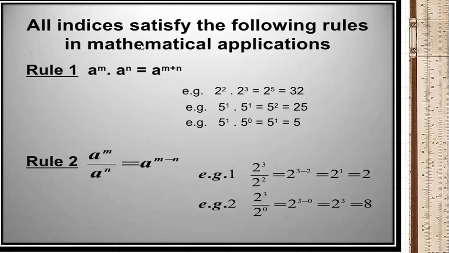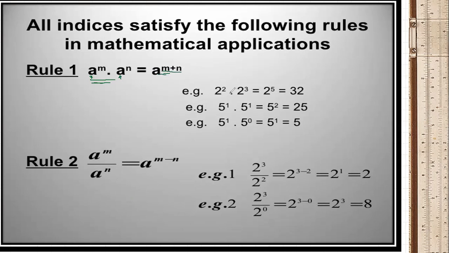So these are some of the other laws of indices. The first law is the multiplication law. It says whenever we are multiplying two indices with the same base, I mean the a here is the same, this a and a, but the powers are different, we maintain the base but add the powers. That's why we have m plus n.